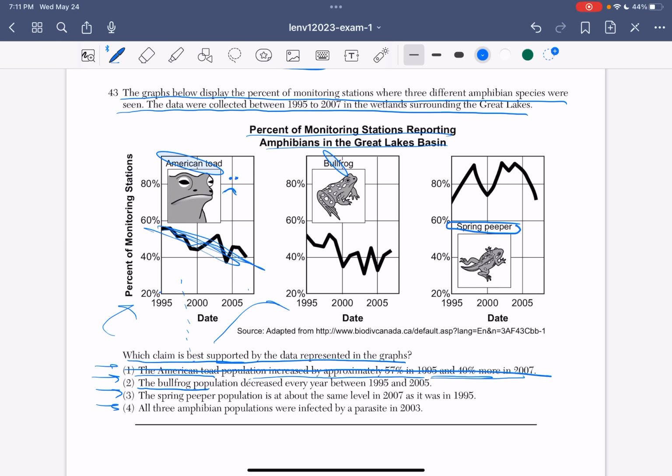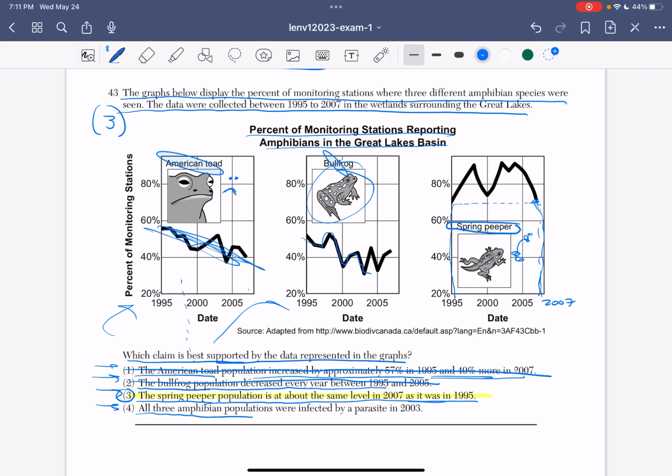The bullfrog population decreased every year between decrease and increase. This is wrong. Choice 3. The spring pepper population is at about the same level in 2007 as it is in 1995. So this is about, you can say this is 2007. Okay, yeah. Is it the same as it was in 2005? It sure was. 43 is choice 3. We know 4 is wrong, but let's just go ahead and read it. And let me highlight choice number 3 as the correct one.